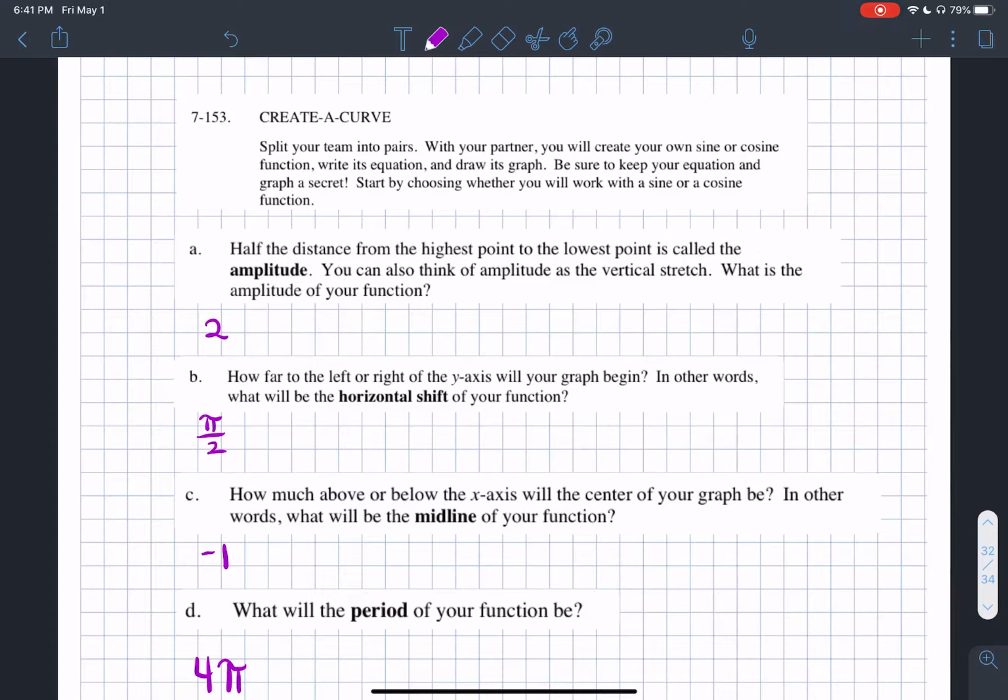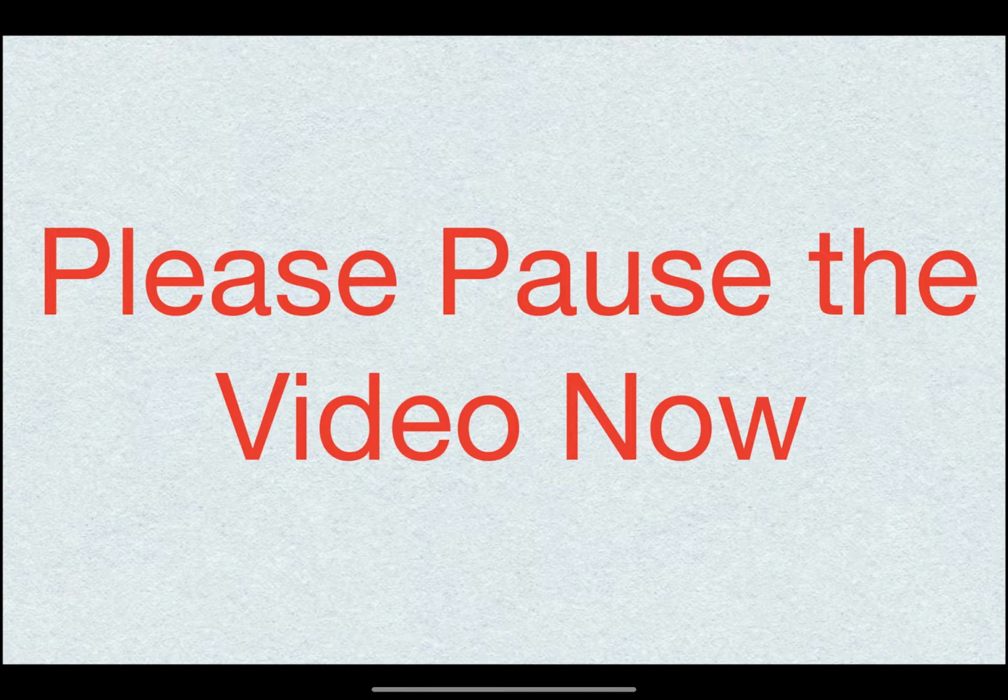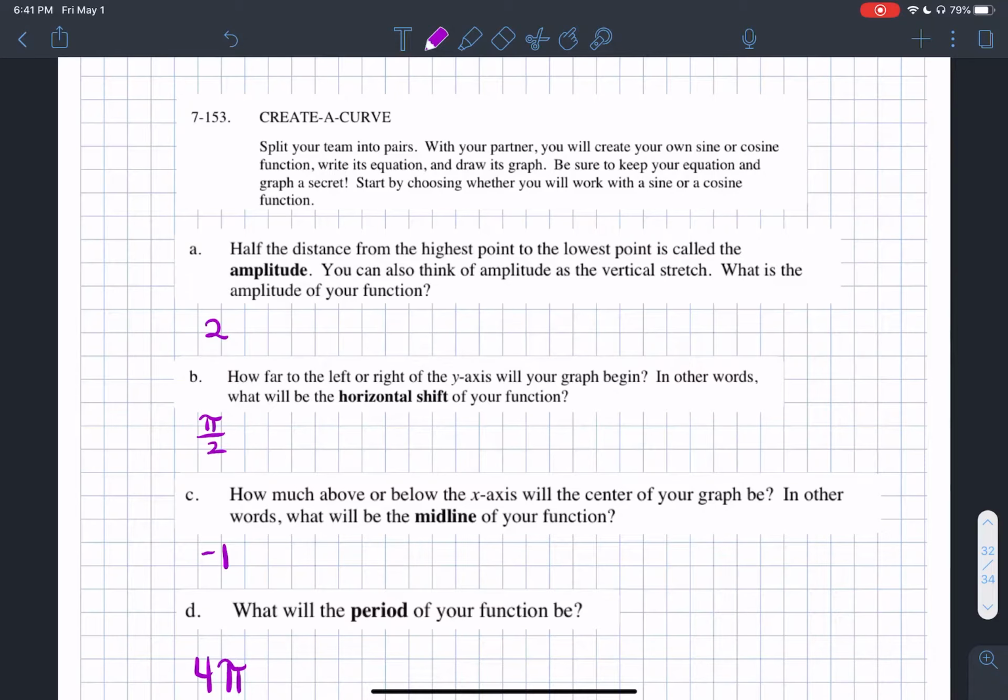Now that you've read the problem, please read part A and think about what it's asking you to do. Please pause the video to read part A now. Now that you've read part A, you can see that it's asking for you to choose the amplitude of your graph. I'm choosing the amplitude of 2, so please pick a different amplitude than I am choosing.